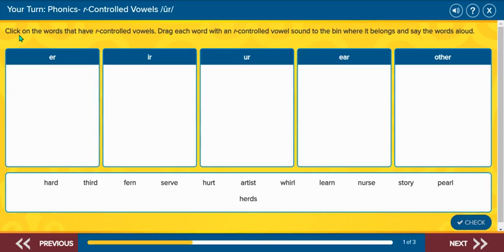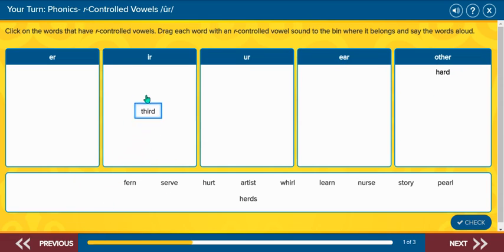For this game, you have five groups where you'll sort these words into. You have an ER group, IR group, UR group, EAR group, and an other group. Let's read each of these words and get sorting. Hard. This is an R-controlled vowel, but it doesn't go in ER, IR, UR, or EAR. So let's put this in the other group.